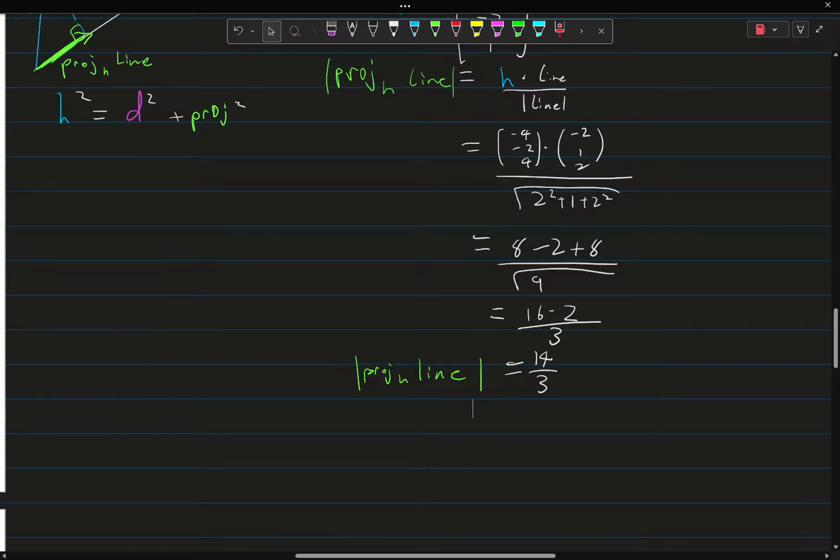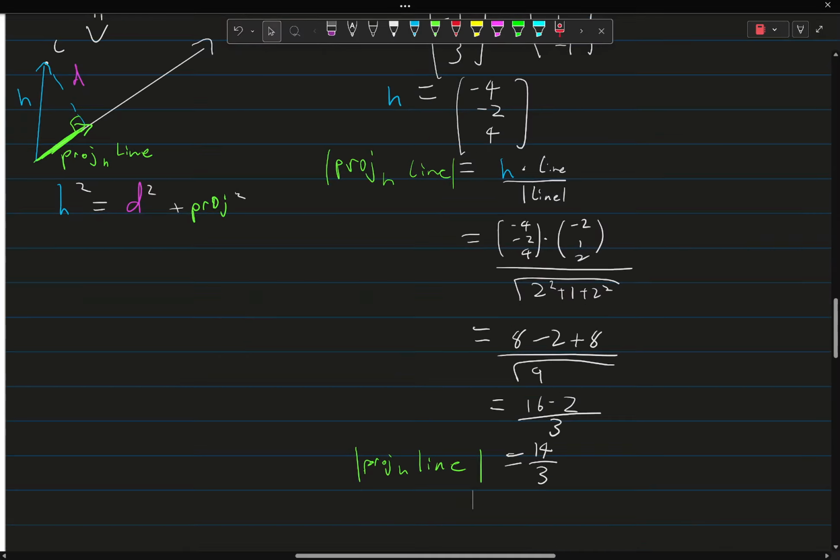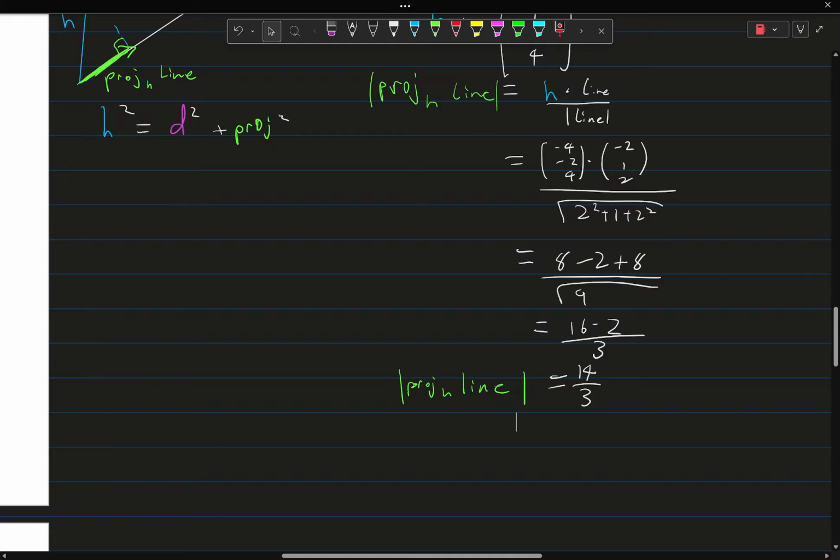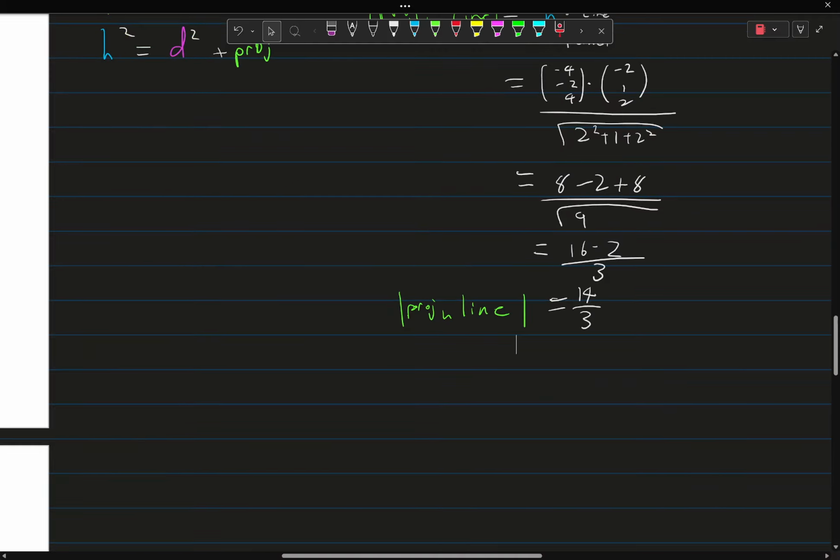So we have half of our h squared equals d squared plus proj squared. You're doing this stuff quite different. Yeah, there's a bunch of methods to be able to do this. This one, I think, is the most efficient way. But let me know what your other method was, if you remember it.